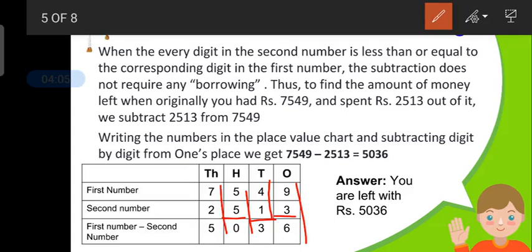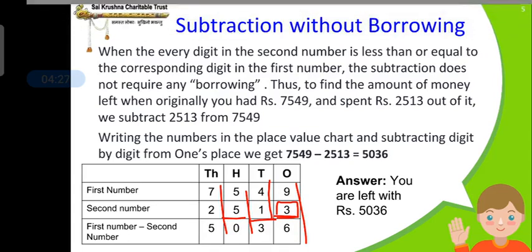You can do the other method also. Instead of 9 minus 3, you can start from 3 and count till 9. After 3 is what? 4, 5, 6, 7, 8 and 9. So you get 6 as the answer. You can do that method also, or you can subtract directly from 9. Is it clear, children? So what is the answer that you have got? It is 5036.